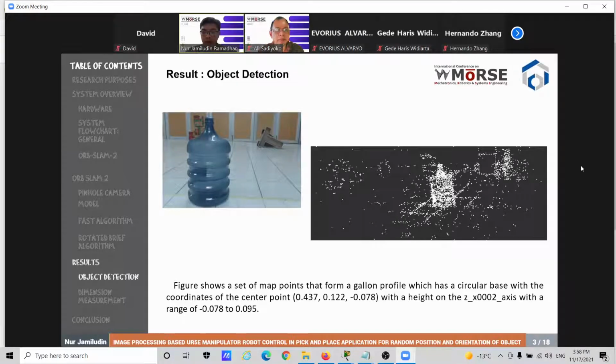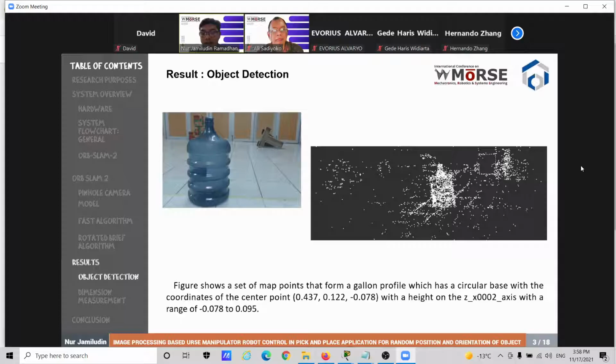The ORB-SLAM2 algorithm is implemented in the Robotino robot to generate a map of the environment. The system is aimed to be able to detect objects by projecting them onto a map created by the system. As a result of its implementation, the system succeeds in building map points that resemble the shape of the object profile. The figure shows a set of map points that form an environment object, which is a gallon of water.